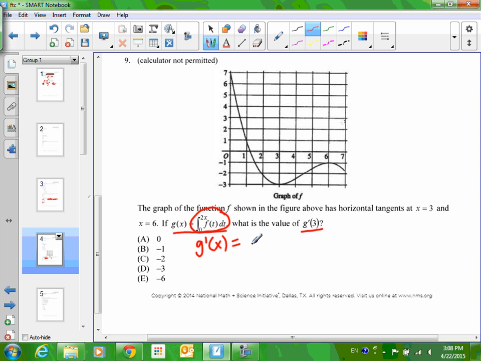That's second fundamental theorem. So we take the 2x and we plug it in for t, and then what?